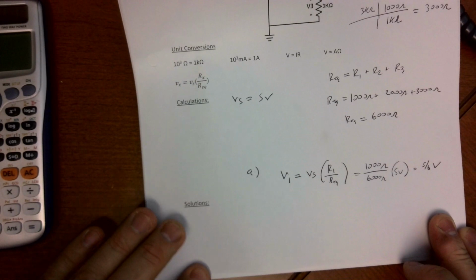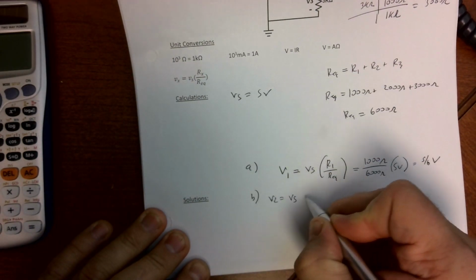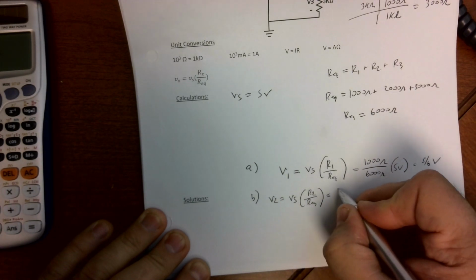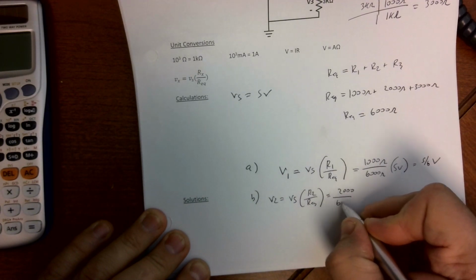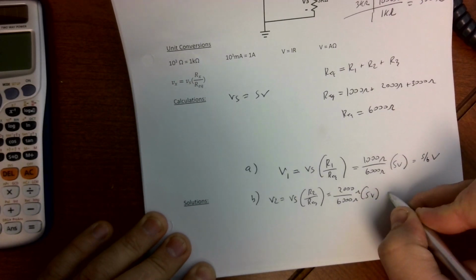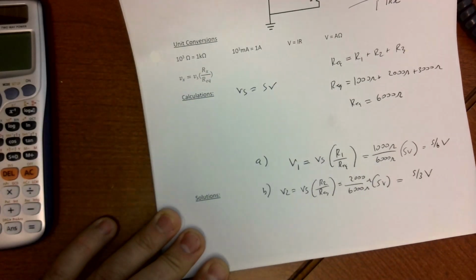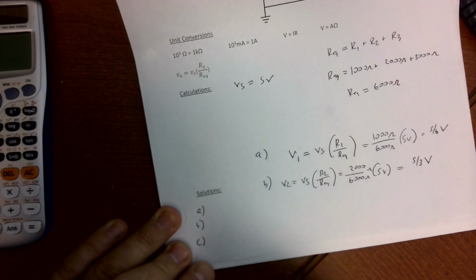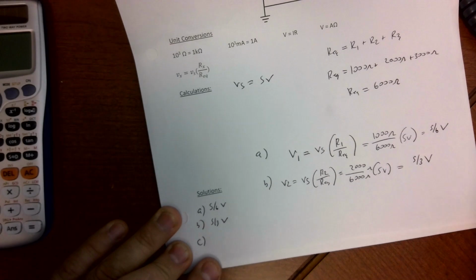Next we get B, that V2 is equal to Vs times R2 over R equivalent using our equation, which is equal to 2,000 divided by 6,000 ohms times 5 volts. This is 1/3, so this is equal to 5/3 volts. So when we get A and B, 5/6 volts and 5/3 volts.